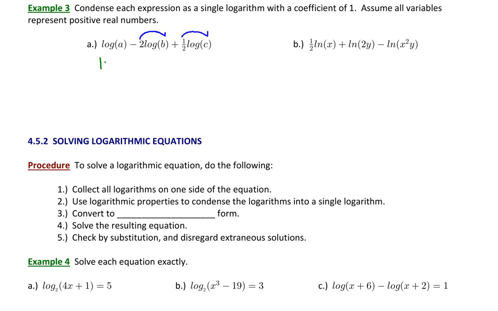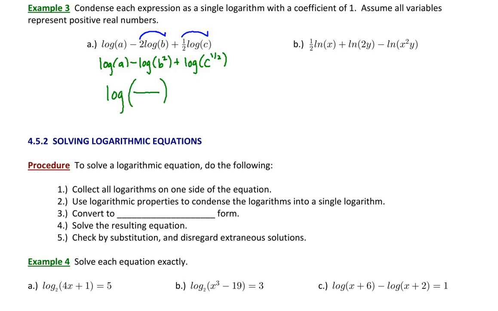So I'm going to rewrite this, log of a. Now I'm going to leave the minus here and move the 2 into the exponent position. So we have b squared plus log of c raised to the 1/2 power. And do observe, this logarithm is missing a base, so we would assume that it has the common base, base 10. Okay, we're going to condense this into a single log base 10, and we're going to have a single argument.